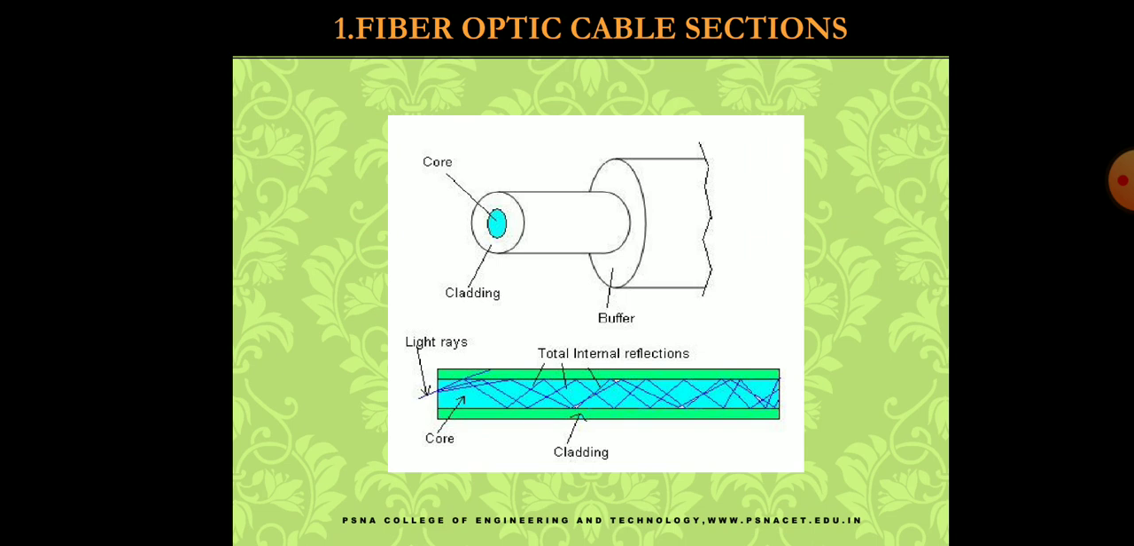In this structure you can see the second diagram or figure. It shows the signal travel, how the signal travels through the core and how the signal is reflected and refracted over the cladding area.